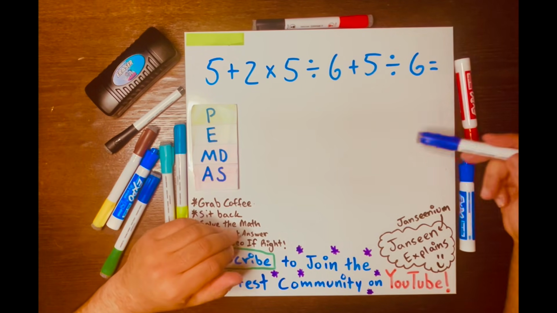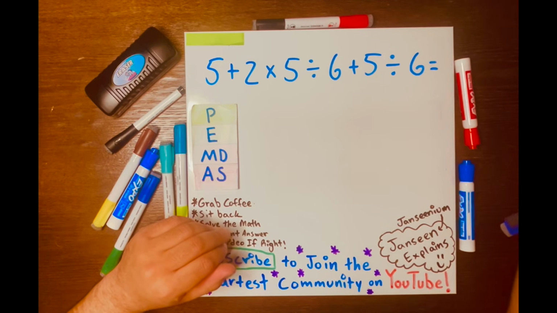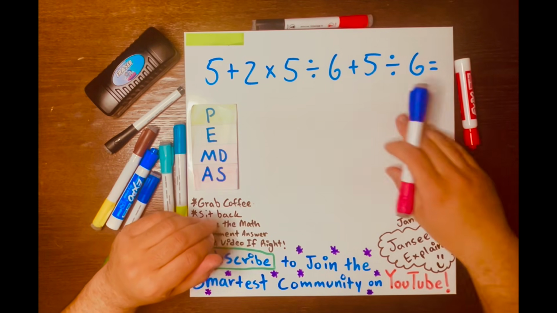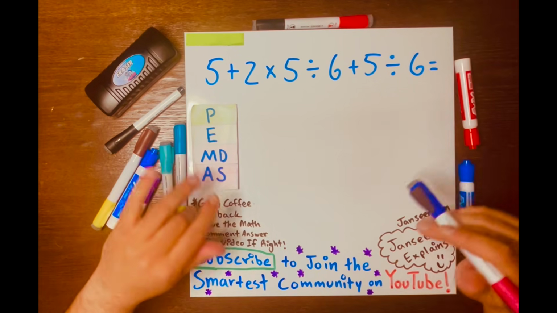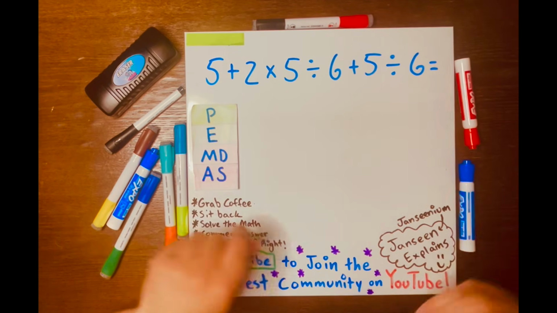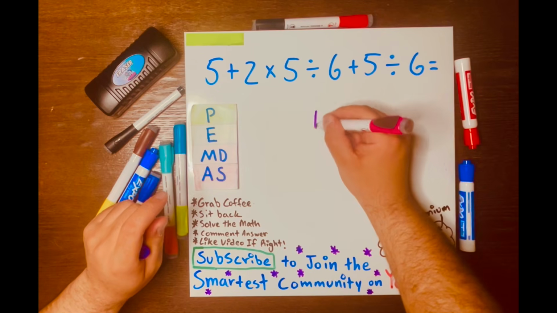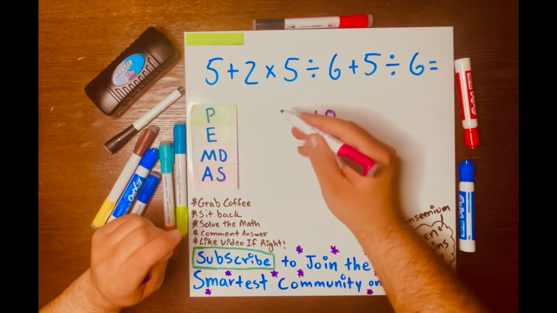And if you can solve this faster than I can, please put those answers in the comment section down below. And let's begin solving this math problem now. According to PEMDAS, 2 times 5 goes first, which is 10. Good job. And let's bring the rest down.